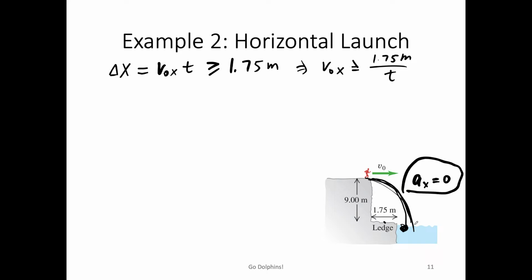Now, we're not going to find the information about this t in the x direction, and the problem has already given us all the information in the x direction. Now we need to find the t from the y direction. So find the time the swimmer is flying in the air, in the y direction.